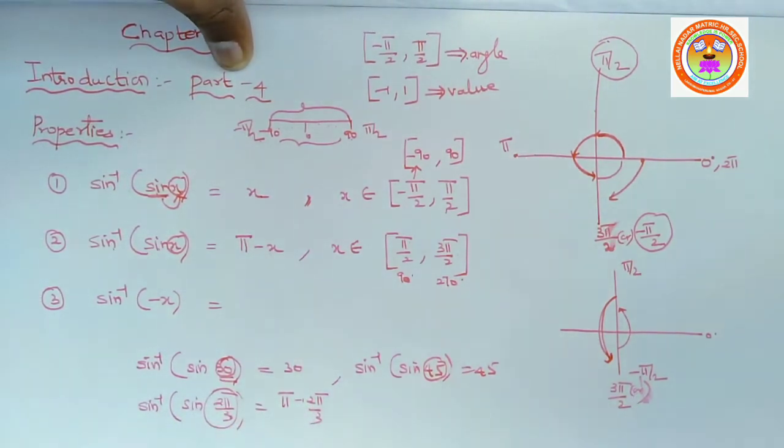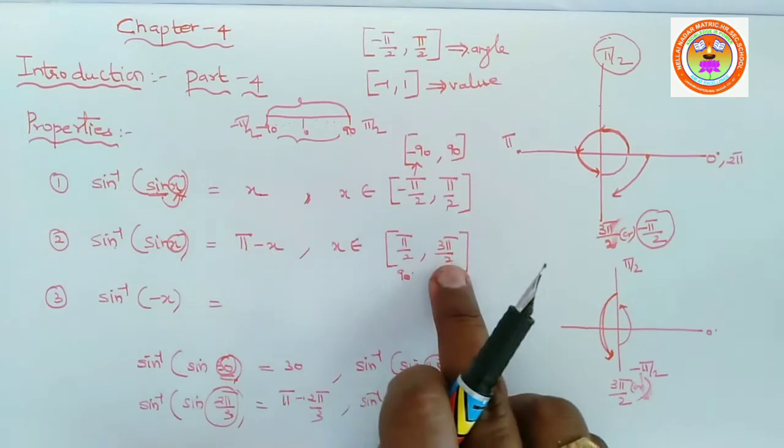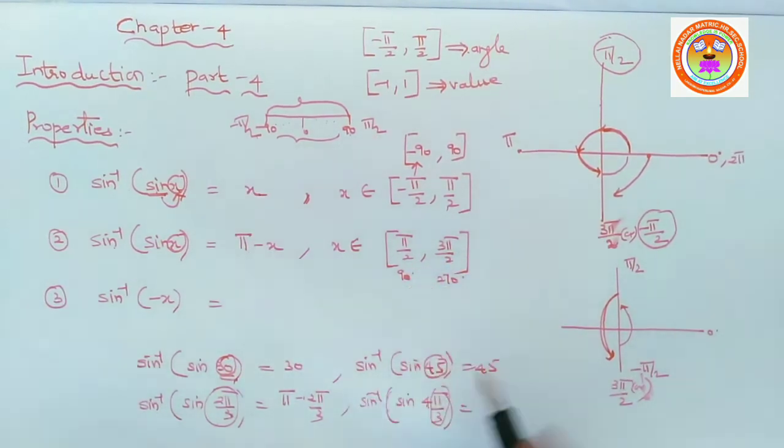So the answer will be 60, which is pi by 3. Let us take another example: sine inverse of sine 4 pi by 3. Take pi by 3 alone, which is 60. 60 into 4 is 240. 240 lies between pi by 2 and 3 pi by 2, because 270 is the upper limit. So how can we write it? Pi minus 4 pi by 3.